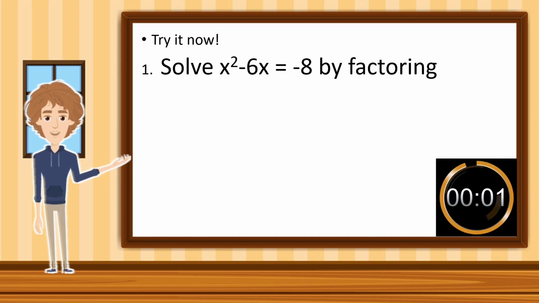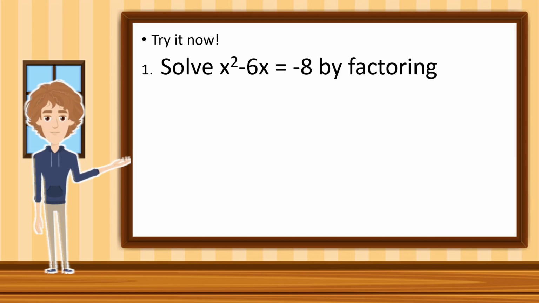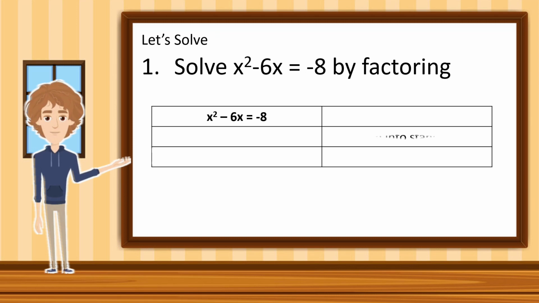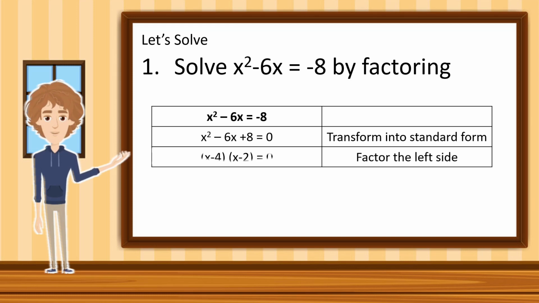Time's up. If you feel that you have insufficient time, you can pause this video and then play again if you have the answer. So let us now solve x squared minus 6x is equal to negative 8 by factoring. First, transform it into a standard form. And then there you go. And then factor the left side. We have x minus 4 multiplied by x minus 2 is equal to 0.